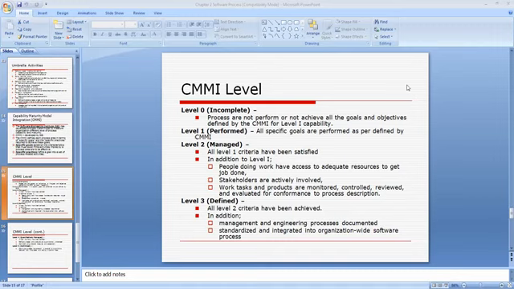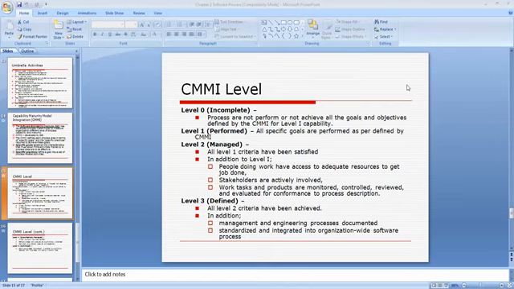Means what this level suggests: if somebody is working on that project, they should have adequate resources, and those adequate resources should be used by the people working on the software project, so that they get their work done.